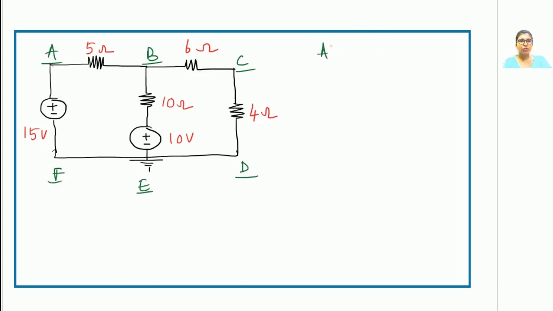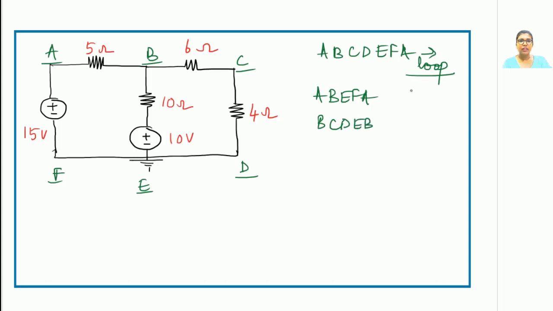Now if we talk of A, B, C, D, E, F, A, then of course that is one of the loops. But it is not the smallest loop because this loop has got loops present within it. So this is not a mesh. This is a bigger loop, but not a loop of the smallest kind. Whereas look at the loops A, B, E, F, A, or the loop B, C, D, E, B. Are these the smallest loops present in the circuit? Yes. So of course these are called meshes.